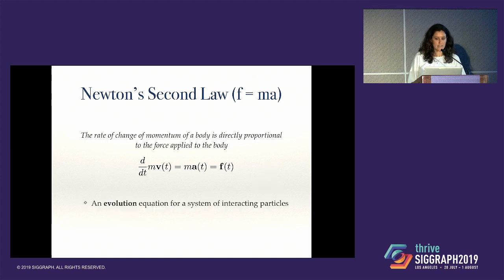And importantly, Newton's second law is really the basis of many, many methods in physics-based animation, because it is an evolution equation. It tells us how to evolve things in time. We have some initial conditions, and then we have Newton's law, which is a rule for how things are going to change in time given initial conditions. Most problems are too complicated to just solve on paper, but we can discretize things and solve them numerically and evolve them forward in time.